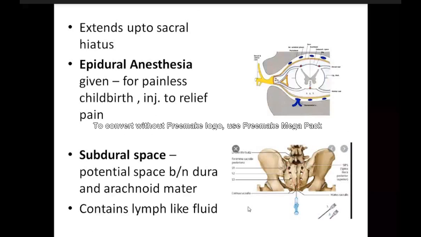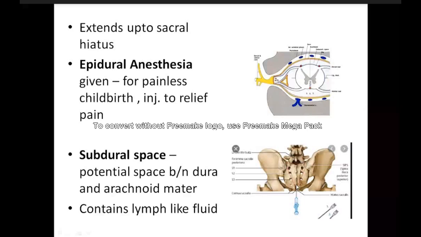Another important clinical feature of this space is, here you can see, this is the sacrum. These are the sacral foramina. This is the sacrum, and here you can see one opening, which is known as the sacral hiatus. From here there is emergence of nerve fibers also.